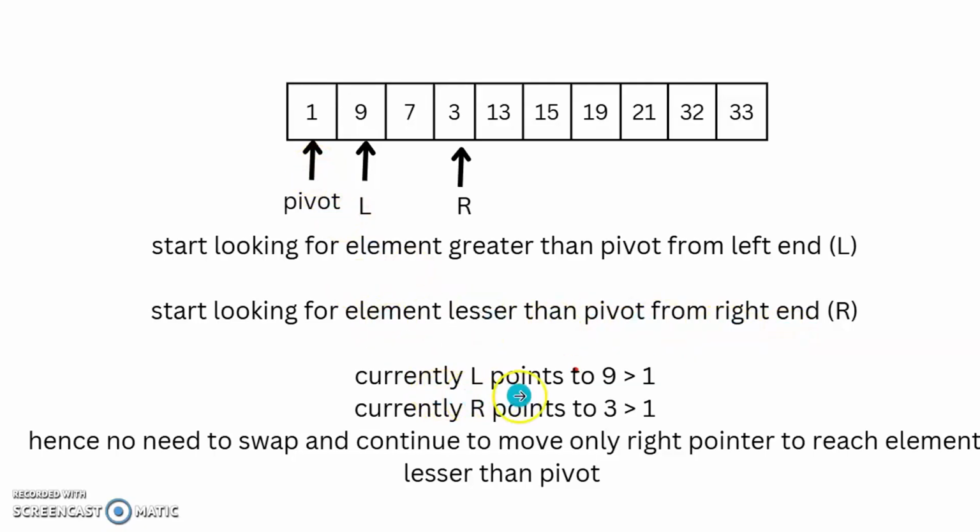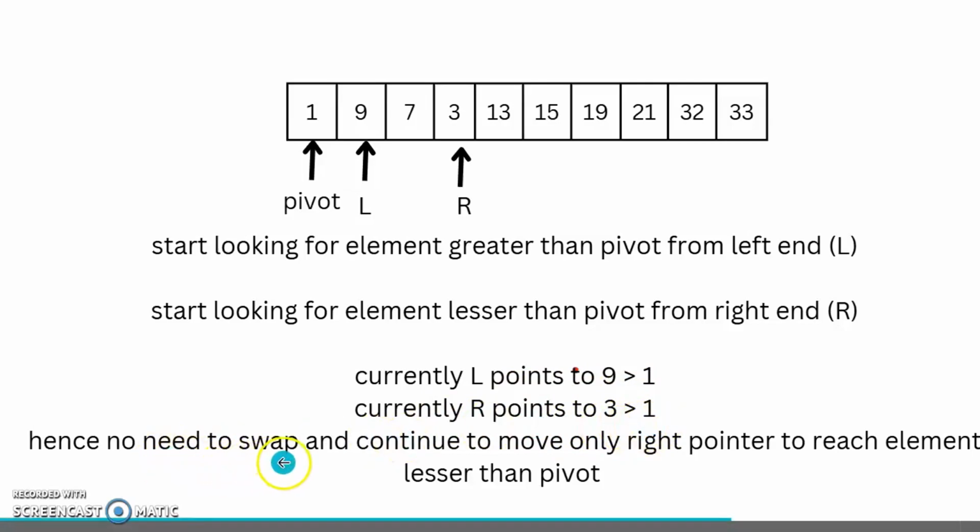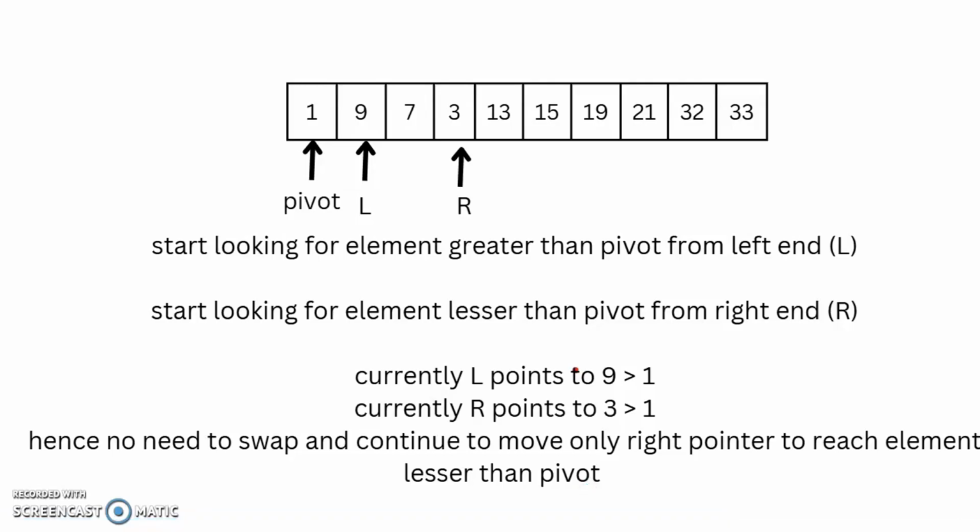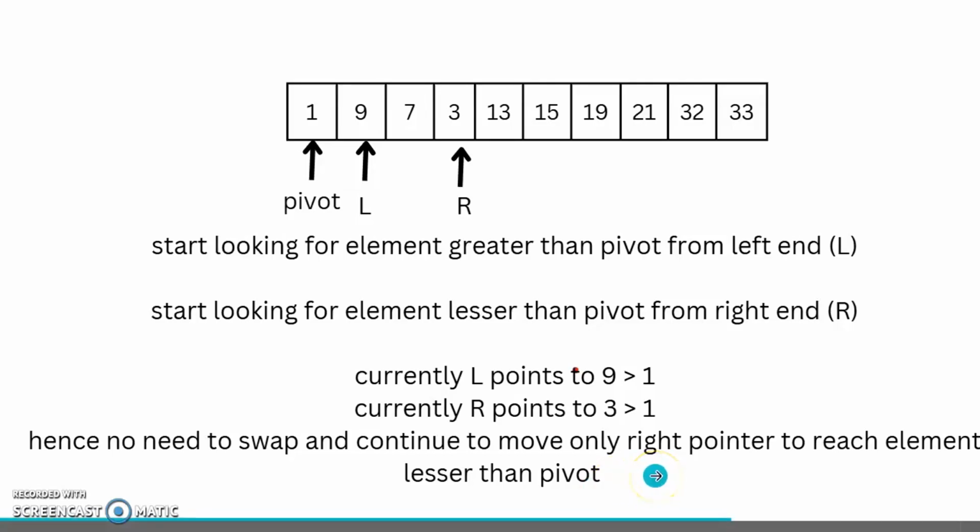What is the pivot value now? 1. Currently L points to 9, which is greater than 1. R points to 3, greater than 1. Hence no need to swap, and continue to move only the right pointer to reach the element lesser than the pivot, because from the right side we are looking for the value lesser than the pivot. So we are going to move the right pointer one step.